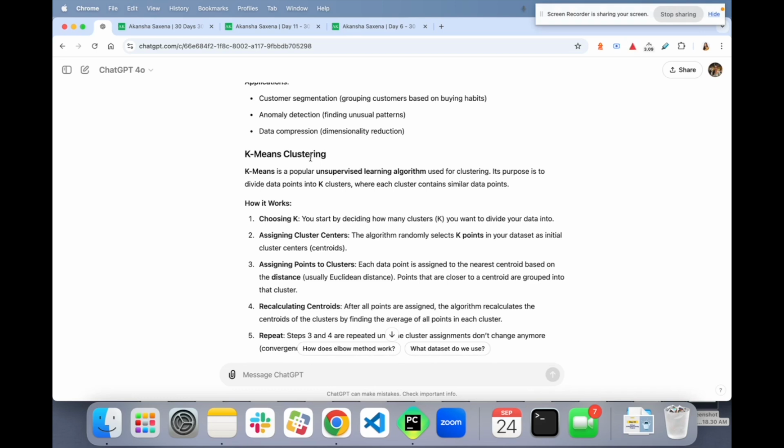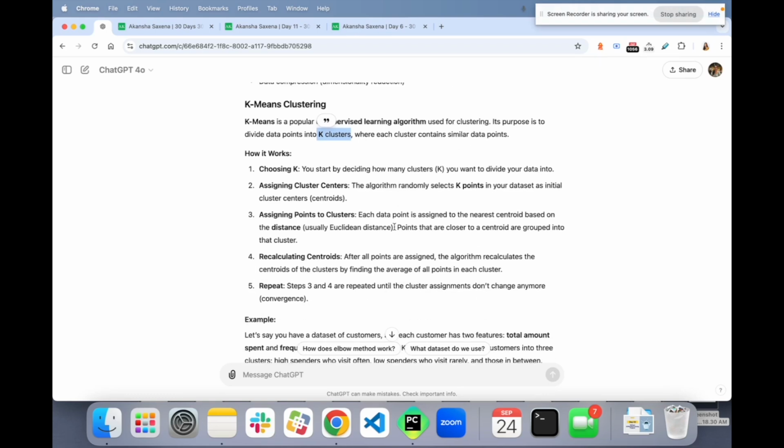Now coming back to the second thing, which we had asked ChatGPT to explain. K-means clustering. K-means is a popular unsupervised learning algorithm used for clustering. Its purpose is to divide data points into K clusters, where each cluster contains similar data points. Okay, how it works? Choosing K. You start by deciding how many clusters K you want to divide your data into. So we choose it. Assigning cluster centers. The algorithm randomly selects K points in your data set as initial cluster centers.